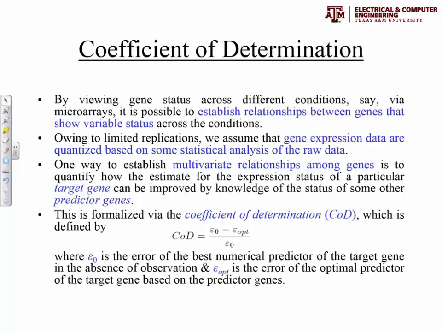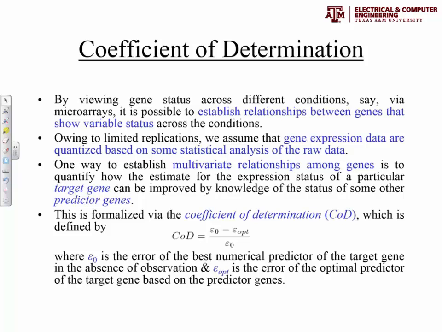So this can be quantified via what is called the coefficient of determination, or COD, which is defined as follows. It's epsilon 0 minus epsilon opt over epsilon 0, okay? So first, you try to get a predictor of the target gene without seeing any of the other genes, okay? So what is the best predictor? It's probably the mean, the sample mean of that gene. That's the best predictor, all right? So for the best predictor, there will be some mistake, right? And that mistake is going to be the variance, right? So basically epsilon 0 is the best prediction that you can make about the activity status of a gene, right? Without seeing any other genes, without any side information, okay?